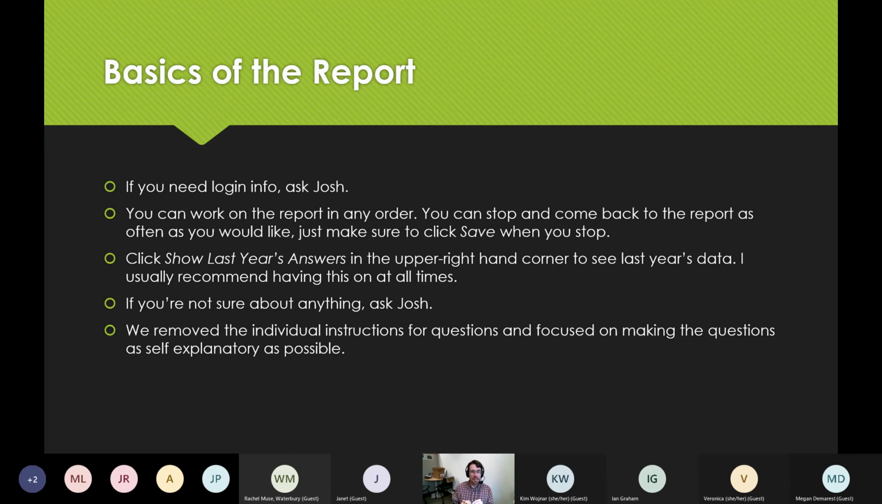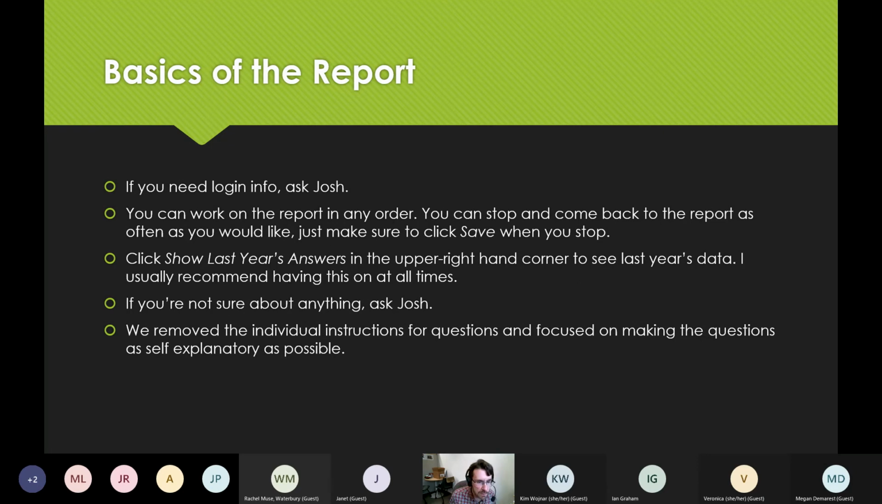I'll show you where this is, but there's a button that says show last year's answers in the upper right-hand corner. I would turn that on all the time. It just tells you what you answered last year, and it gives you context. You know what you did last year. If your numbers this year are totally different because of COVID, that might be totally reasonable, but it'll give you a little bit more context there. Again, if you aren't sure about something, always ask me. That's great. I appreciate it.